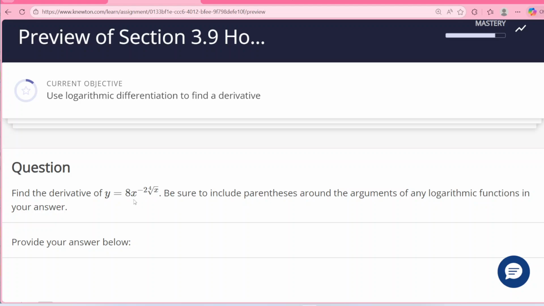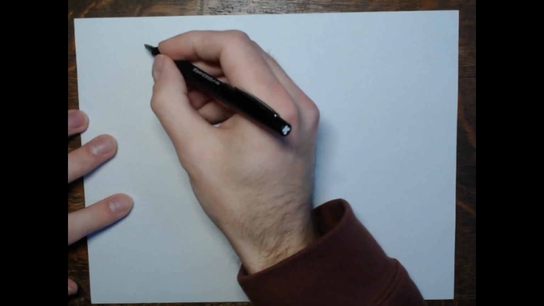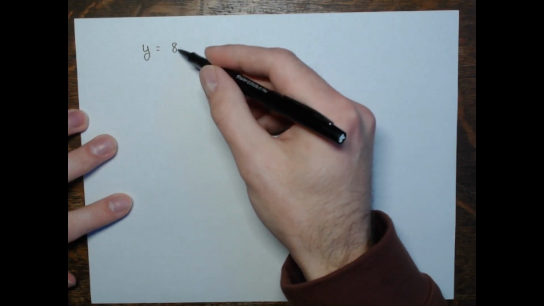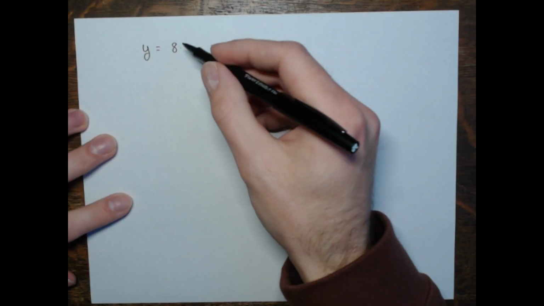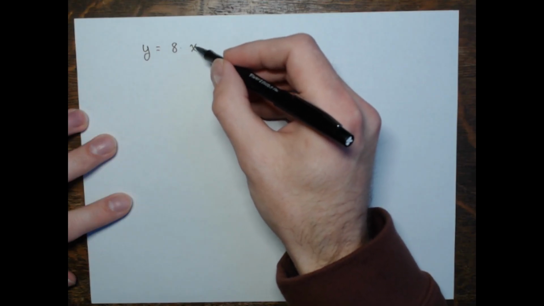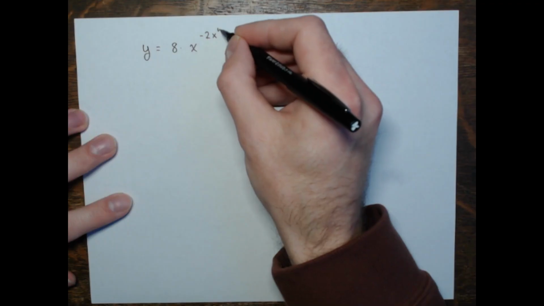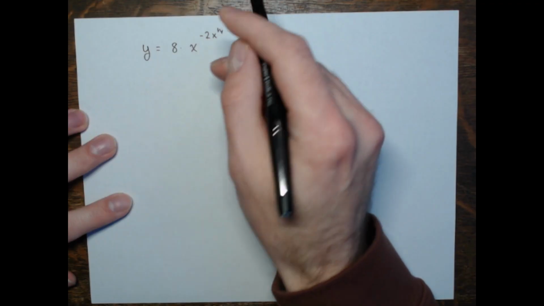All right, so another one where you have a variable base and a variable exponent, right? So again, I'm going to have to use logarithmic differentiation to find the derivative. So this one here, y equals, the 8 is going to stick around, right? That's not being raised to anything, that's just a coefficient. You've got 8 times x raised to the negative 2, and then I'm going to call this x to the 1/4, right? This was the 4th root of x, so x to the 1/4 power there.